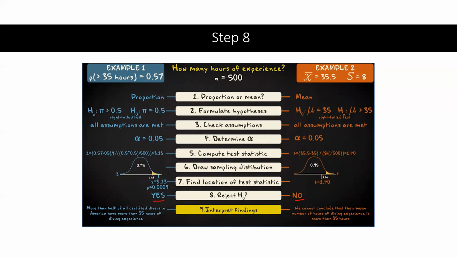And finally we interpret our findings. So here what we can say, we cannot conclude that the mean number of hours of driving experience is more than 35 hours, because we are not rejecting our null hypothesis. And here we are rejecting the null hypothesis, which means we are in favor of the alternative hypothesis. So this was my null hypothesis, this was the assumption that we made. So these are the 9 steps that we need to follow when doing a hypothesis test.